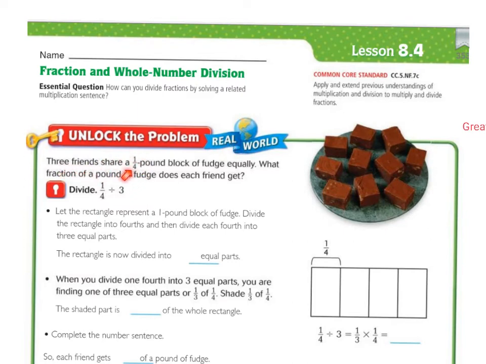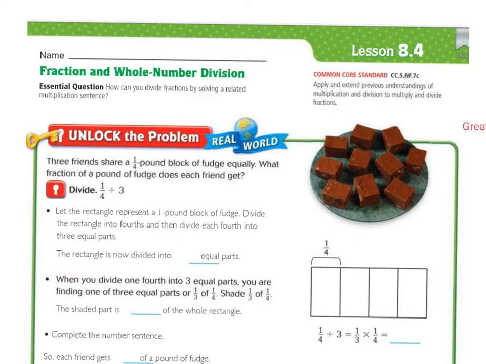3 friends share a 1/4 pound block of fudge equally. What fraction of a pound of fudge does each friend get? So we have 1/4 of a block of fudge, and we've got our 3 friends. Let the rectangle represent the 1 pound block of fudge, and we're going to divide the rectangle into fourths, and then we're going to divide each fourth into 3 equal parts.